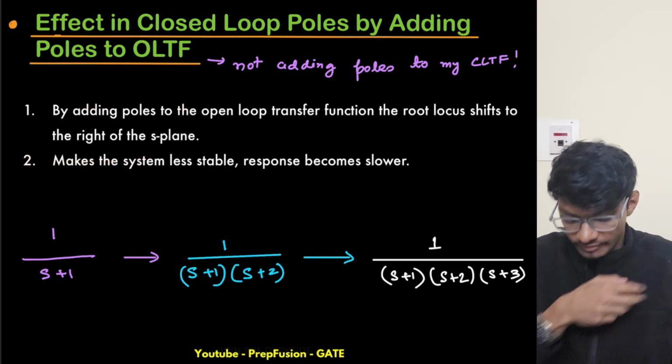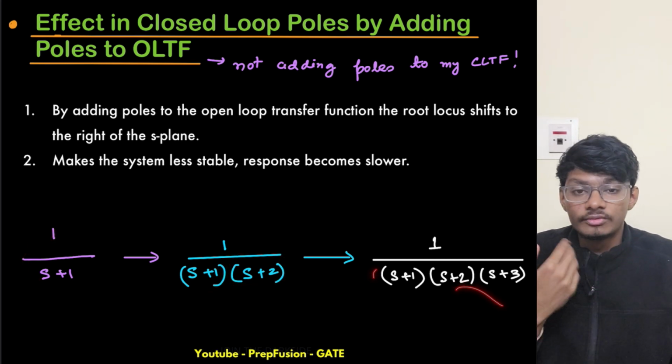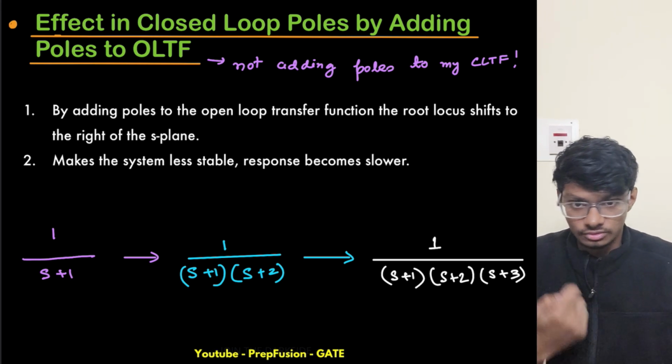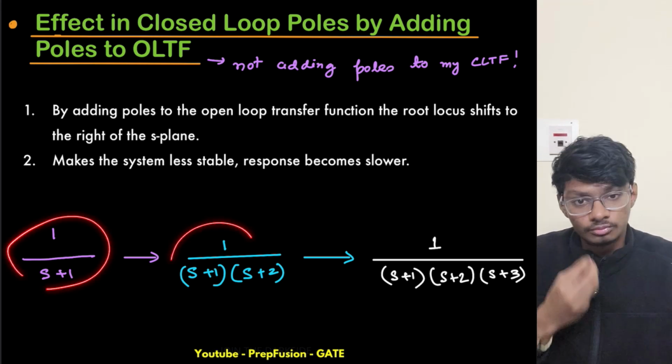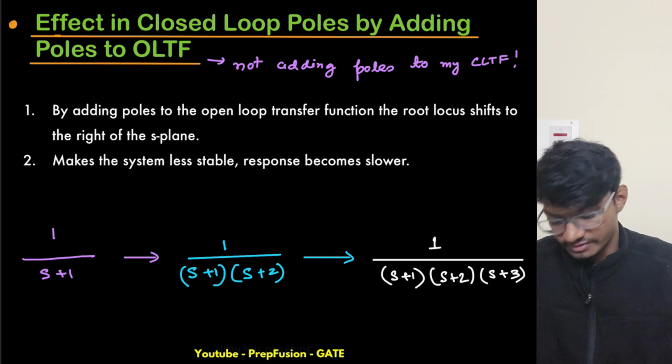If I add some poles, like S+2 or other poles, the root locus will shift to the right of the plane. We will see this, I have plotted these in MATLAB. Or you can plot the root locus yourself and check that they are shifting to the right. We'll just cross verify.